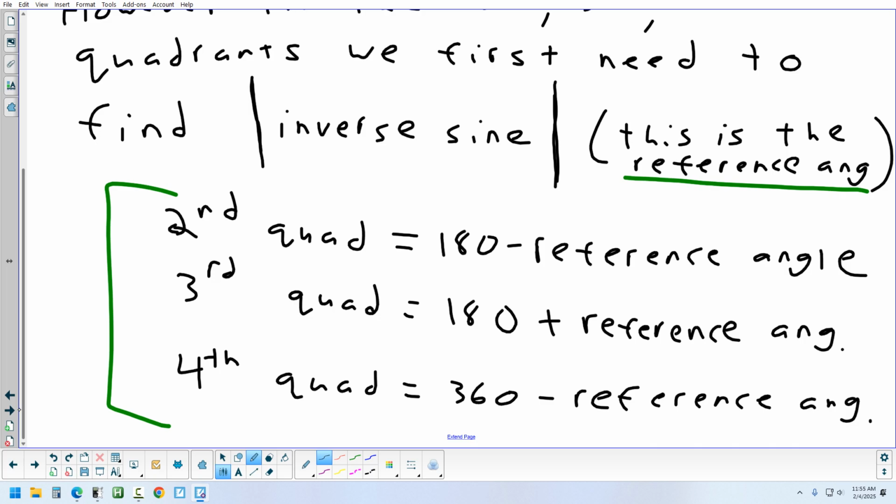If your coordinate is in quadrant 2, subtract it from 180. If your coordinate is in quadrant 3, add it to 180. If your coordinate is in quadrant 4, subtract it from 360. Okay? And how do you know what quadrant you're in? Well, if your x and y are positive, that's quadrant 1. If your x and y are both negative, that's quadrant 3. Okay, just to make sure we're clear on that. If your x is negative and your y is positive, that's quadrant 2.